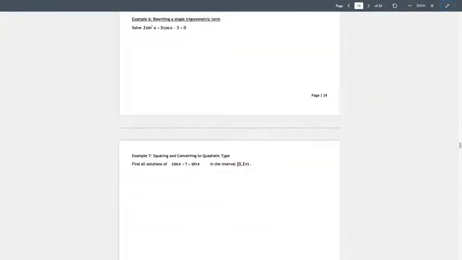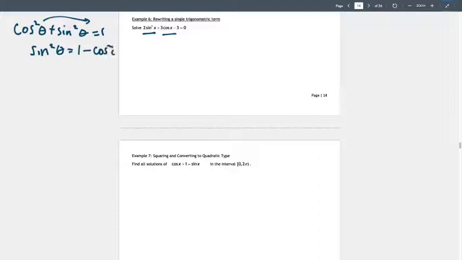Okay, on this next one, I want to factor again. The only problem is I have a sine squared here and a cosine here. So I'm going to have to use my Pythagorean identity, cosine squared theta plus sine squared theta equals 1. And the fact that sine squared theta, if I were to move this cosine squared over here, is equal to 1 minus cosine squared theta. So I can replace this sine squared theta with this right here. So I'll do 2 times 1 minus cosine squared theta plus 3 cosine theta.